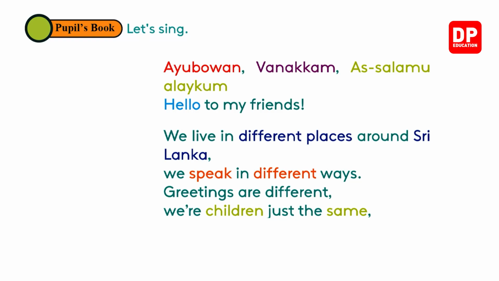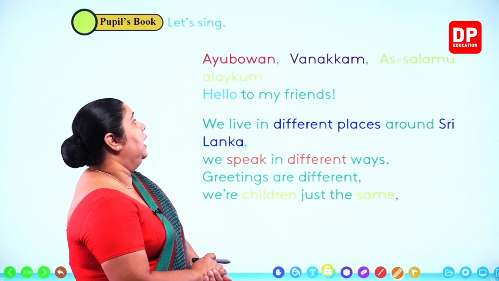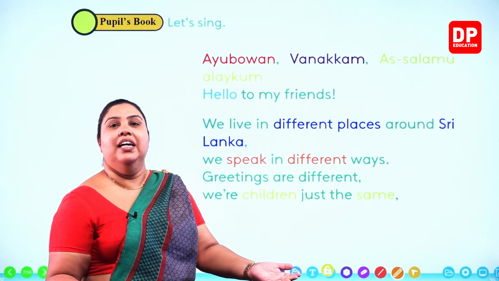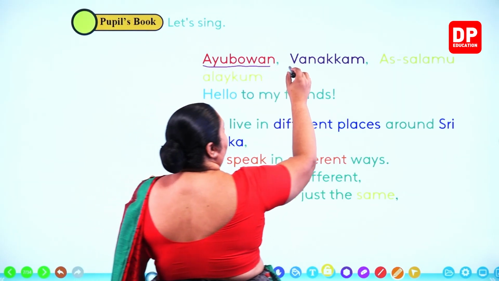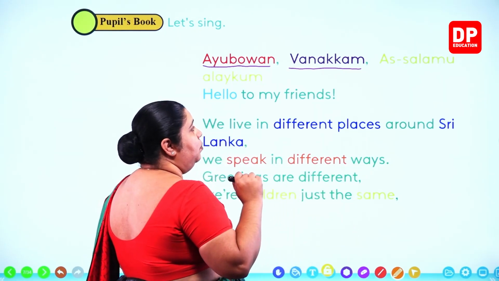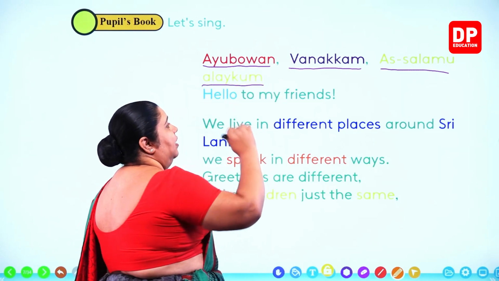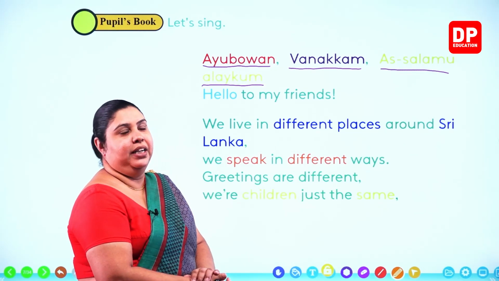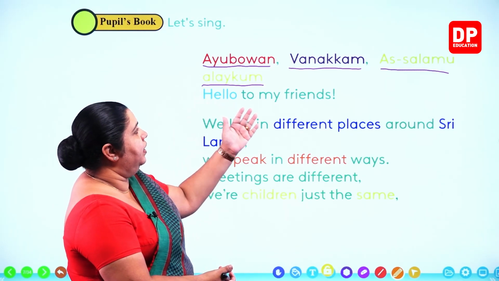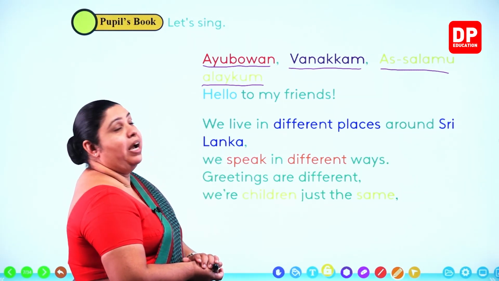Ayubowan, Vanakkam, Assalamu alaikum. What are they? They are greetings. Ayubowan, that is a Sinhala word. Vanakkam, that's a Tamil word. Assalamu alaikum. The Muslim, my little girls and boys say Assalamu alaikum. Then we have hello to my friends.